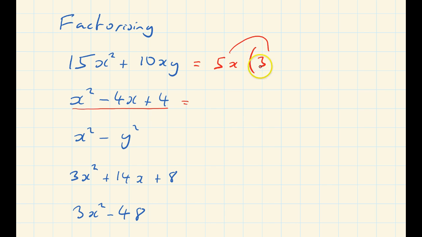Well, 5 threes make 15, that'll give me 15x. I want 15x squared, so I need an x there as well. And then to get the plus 10xy, I've got to have plus 2, that'll make plus 10x. I need a y in there as well.